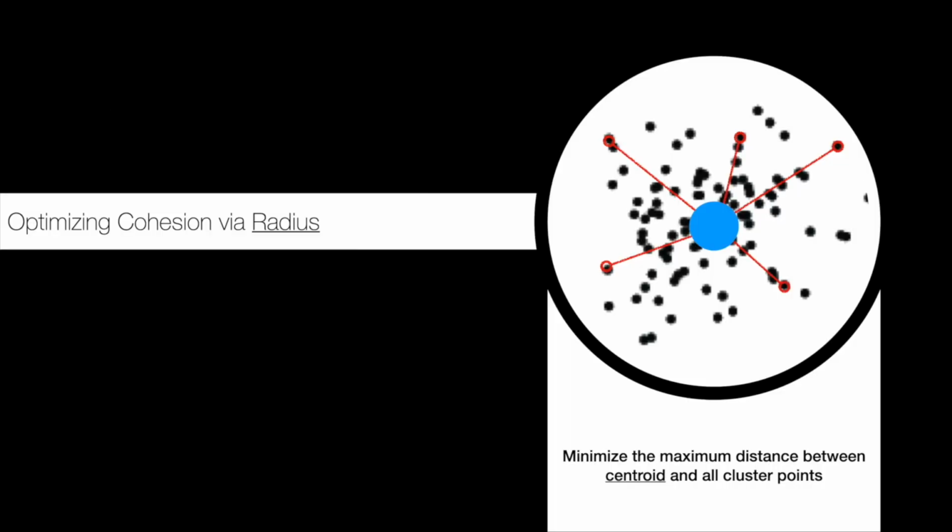Alternatively, we can optimize cohesion via the radius, where we define the radius as the maximum distance between the centroid of a particular cluster and all the points in that cluster. This gives us some cost savings in terms of computation time, because now we don't have to look at all pairs. We only have to look at all singular points in this cluster and compare each individual point to the clusteroid or centroid of this cluster. Once we've scanned through all these distances, we just take the maximum distance here and then minimize it.